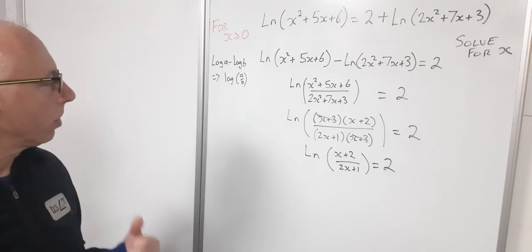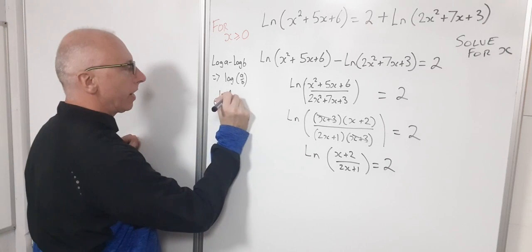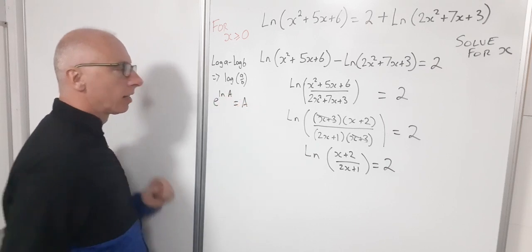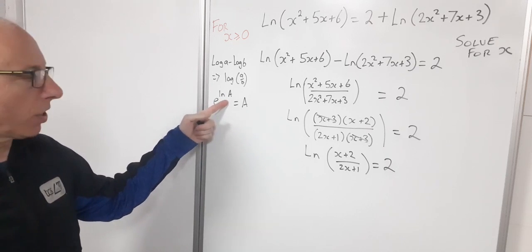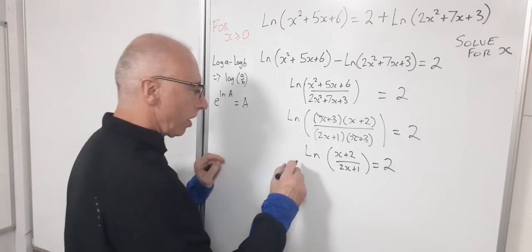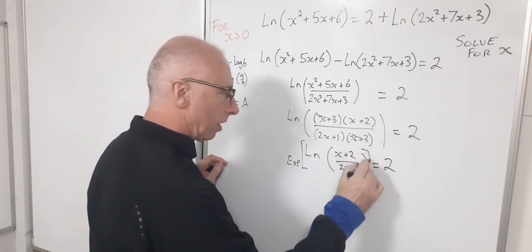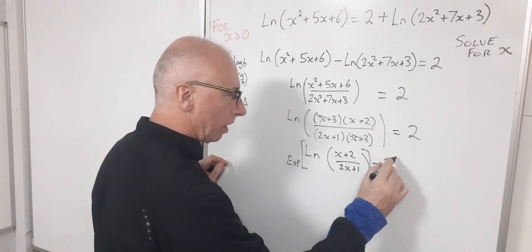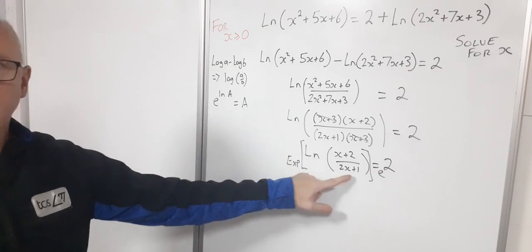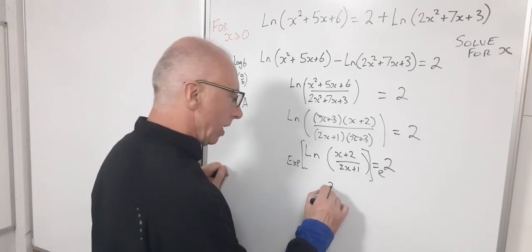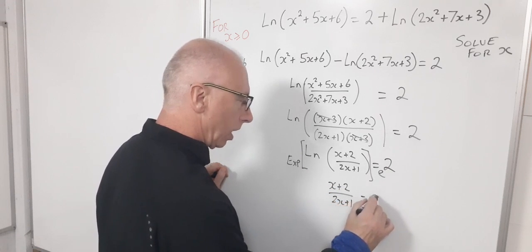So what I can do now is use another identity: e to the ln of a equals just a. So whatever I've got e to the ln, that will just cancel, as they are inverse functions of each other. So if I exponentiate each side, so if I do exponential of that and then exponential of that, I just write that as an e to the 2, then I can use that rule to just get this on its own. So then I'll have x plus 2 over 2x plus 1 equals e squared.